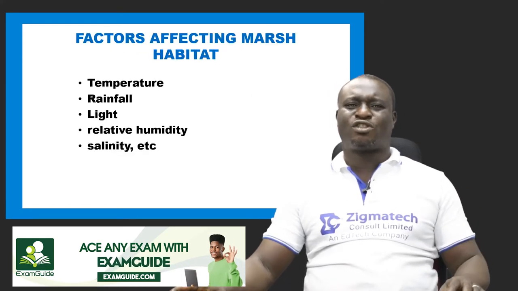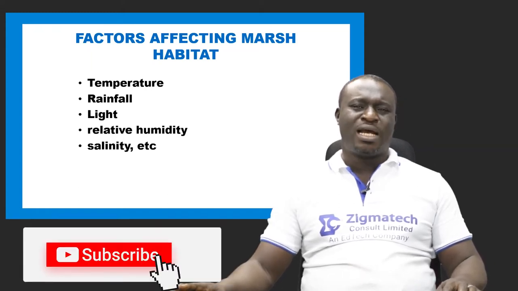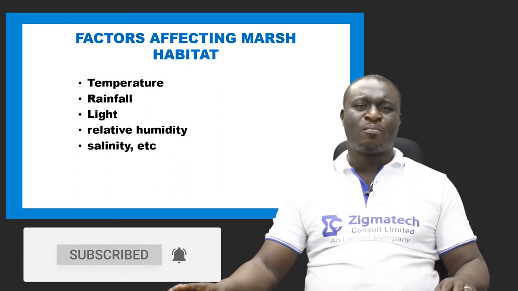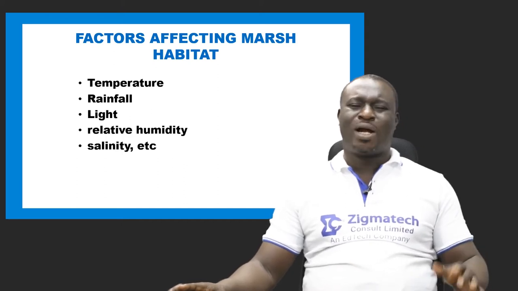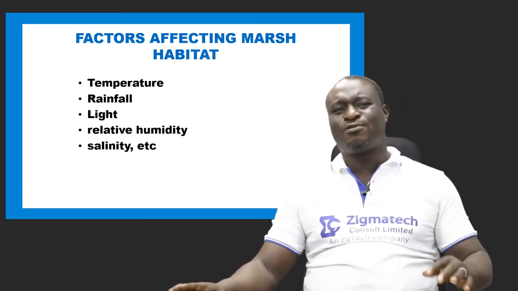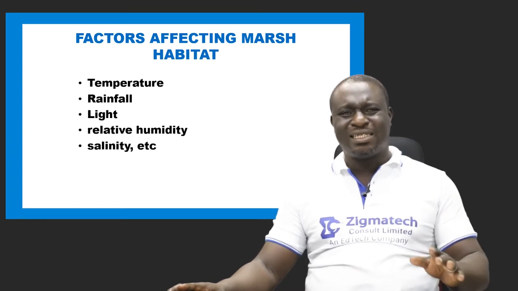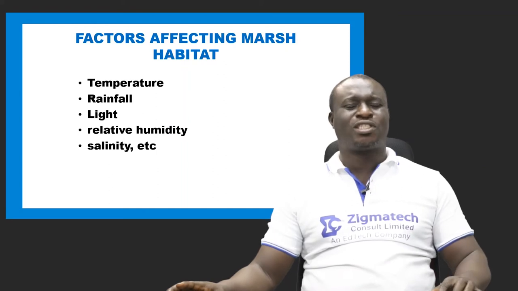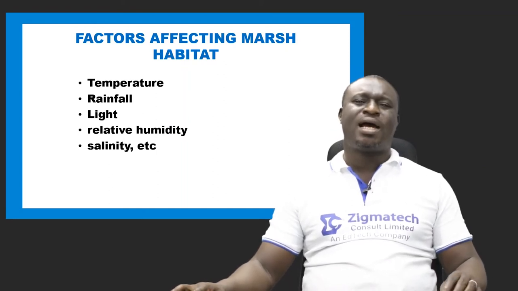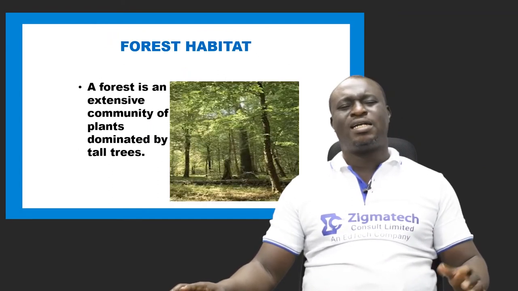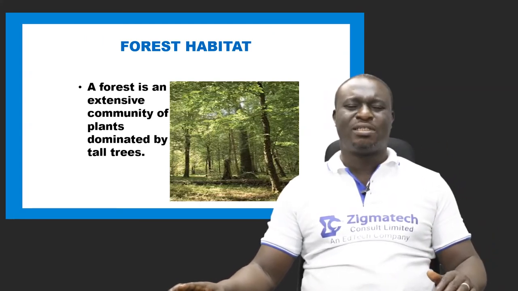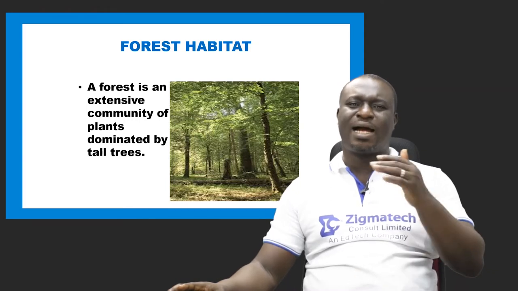Now, what about the factors that affect marsh habitat? Examples of the factors that affect marsh habitat: we have temperature, we have rainfall, we have light, we have relative humidity, we have salinity, we also have nature of the land. These are factors that affect marsh habitat. All right. Now, next on the line, or the next type of terrestrial habitat, is the forest habitat.